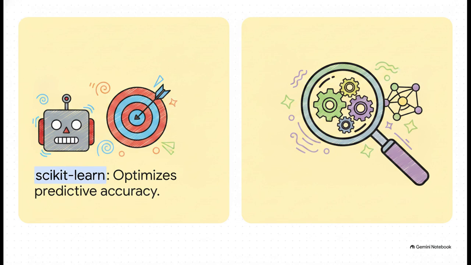Instead of pure raw accuracy, it focuses heavily on statistical inference. It genuinely wants to help you understand why a given relationship exists within your data. It asks the hard questions. Which factors actually matter? How strongly does each one matter? And exactly how statistically confident can you be regarding those effects?